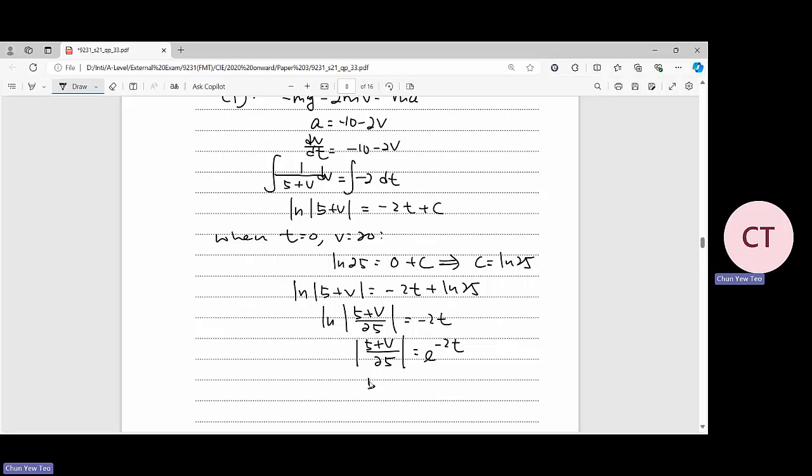So when you take away the modulus, you have two choices: either positive e power negative 2t or negative e power negative 2t. In order to fulfill this condition, you need to choose positive e power negative 2t. Okay, so we just choose positive e power negative 2t. Then your v will be 25 e power negative 2t minus 5.